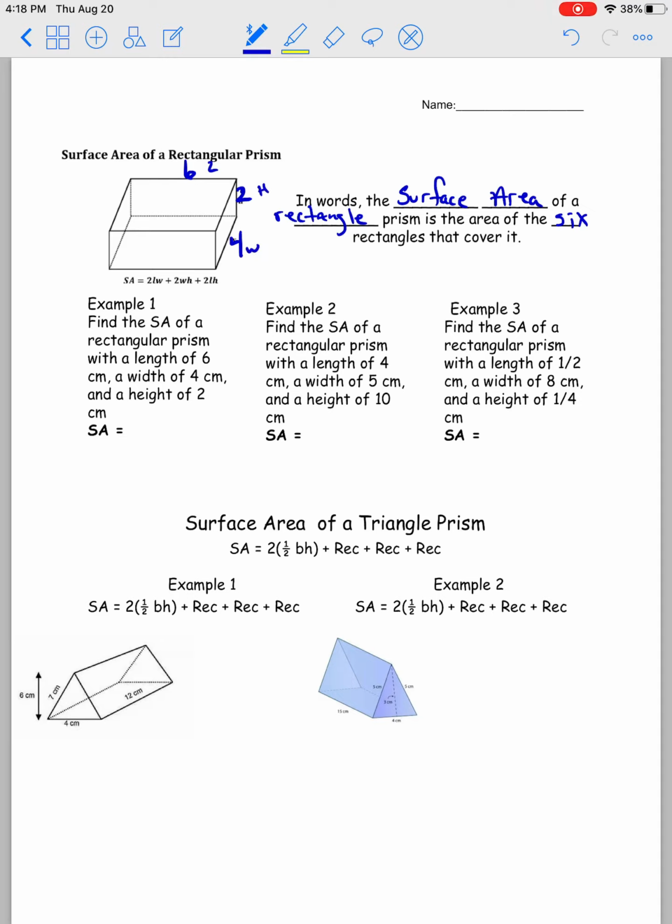Length, width, height. Okay, now here's your formula. 2 times length times width plus 2 times width times height plus 2 times length times height. The reason you're multiplying everything by 2 is because for every one side, it has another one that matches. This side here matches this side. This side here matches this side. And then the top and the bottom also match.